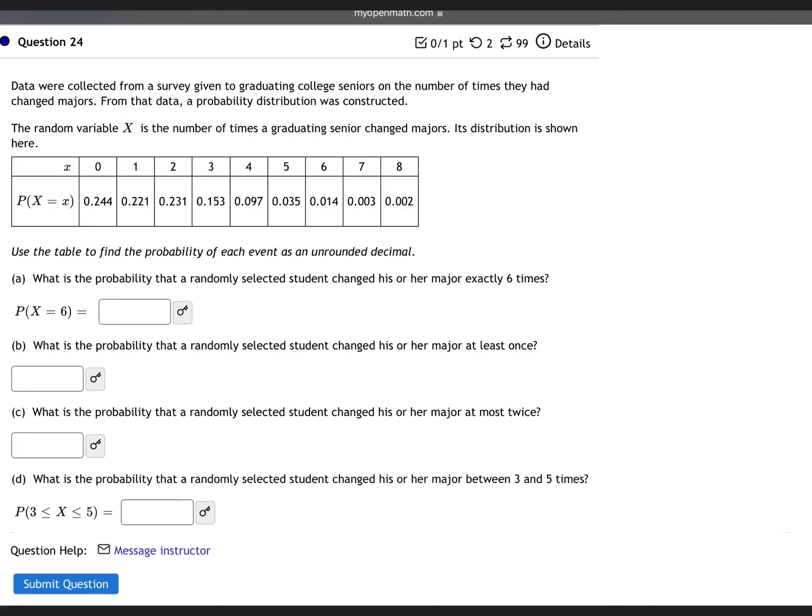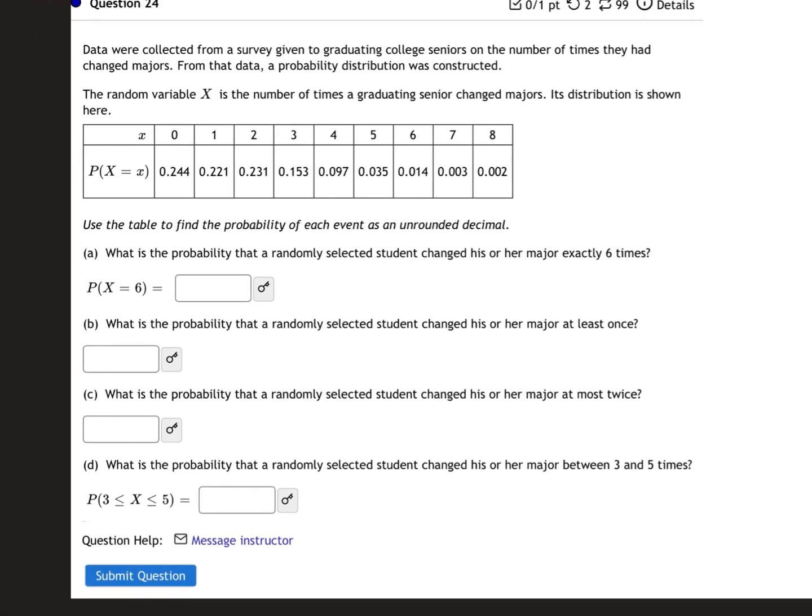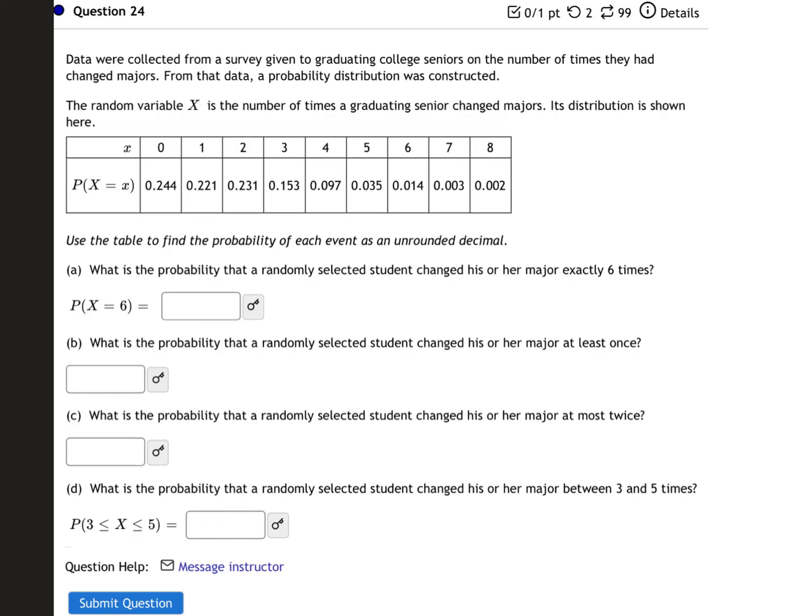All right, moving along again, we have this one. We have this random table here. What's the probability a randomly selected person is measured exactly 6 times? Look here, and put that number there.